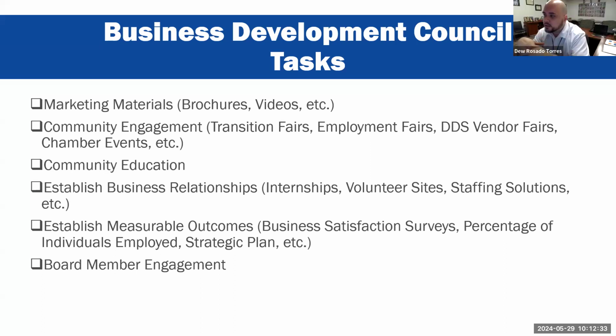Community engagement is a big piece. Anything from transition fairs and talking to potential families about services that we offer, and also connecting with those families, as some of these family members have their own businesses or they have connections. So looking at it from a service type, but also trying to engage them as far as what people they could connect us with in the community.